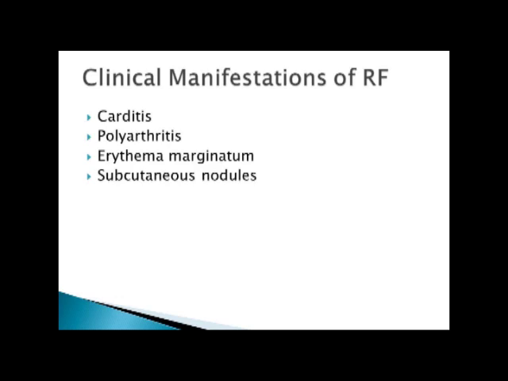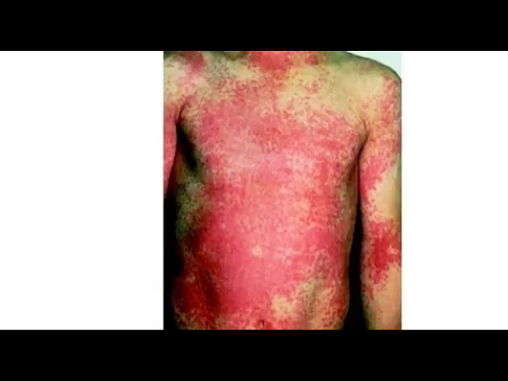So what are some clinical manifestations of rheumatic fever? We talked about carditis. It affects the heart. It can also affect the joints, polyarthritis. Erythema marginatum is where you have a rash that I'll show you a picture of, and then you also have subcutaneous nodules that can occur. So the carditis involves the endocardium, pericardium, or myocardium, and the most common valve that's affected is the mitral valve.